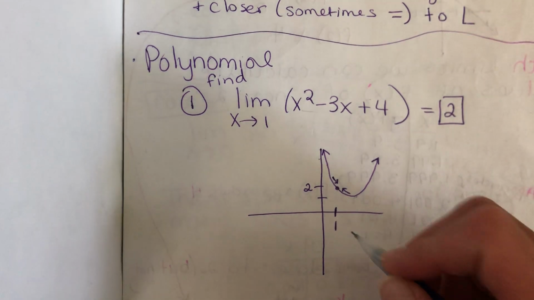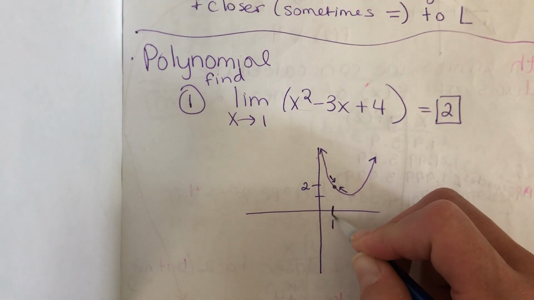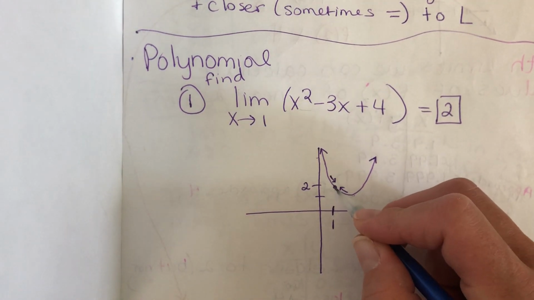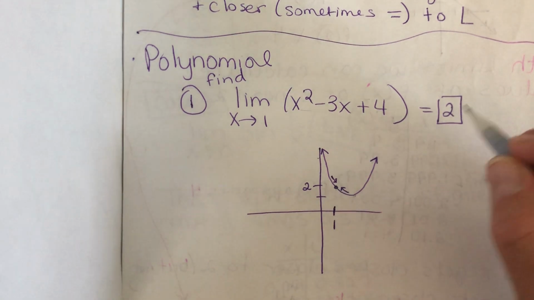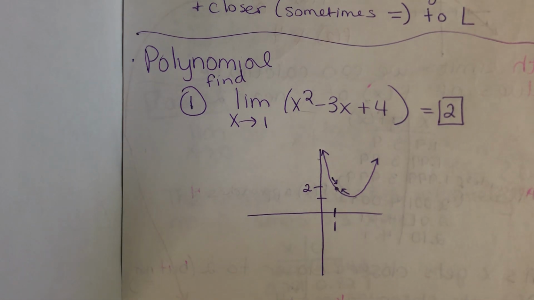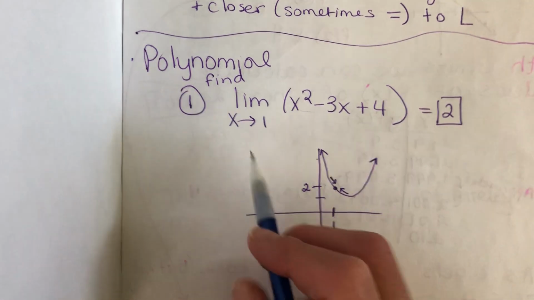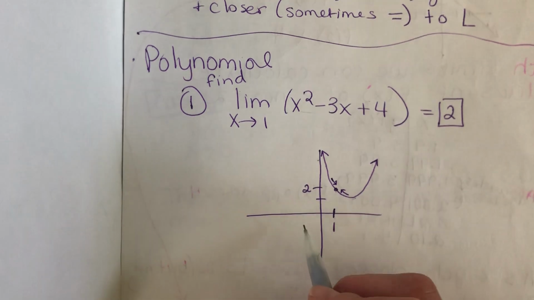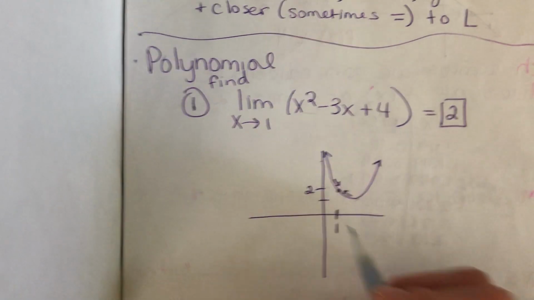So since you approach the number 1 on the x-axis from both sides and it's getting close to the same number of 2, that is what's called the limit. So the limit is just finding, is there a number that we're getting close to when you look at both sides of this x value, from the left and from the right.